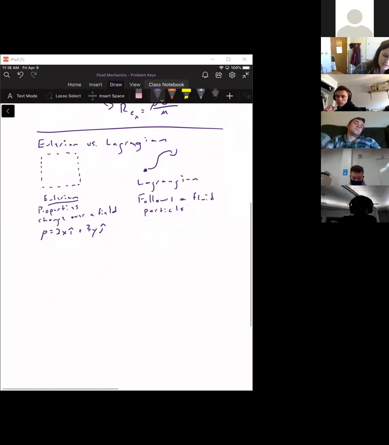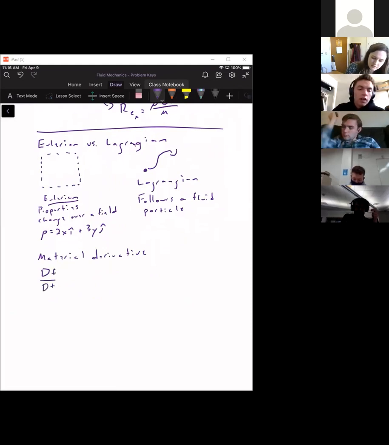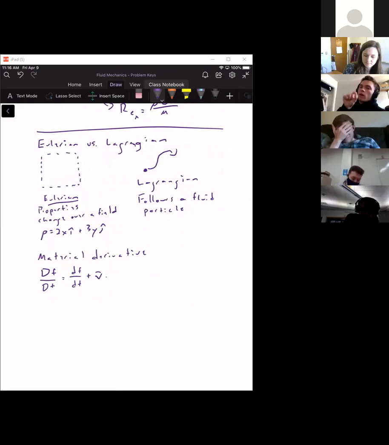And from this, we learned how to do the material derivative, which is just a little mathematical technique that connects the Lagrangian and Eulerian points of view. So the Lagrangian point of view is already from the point of view of the particle, right? And so is the material derivative.